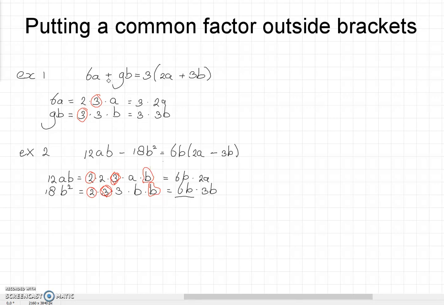Once more in summary, in order to put a common factor outside brackets, you first determine what is the common factor. We did that here by writing down the terms, factorizing the entire term, and then find the common factor. But once you get more practice, you can probably skip these two steps and just write down the common factor.